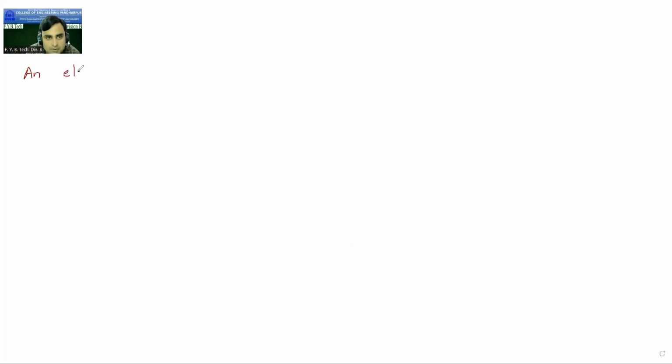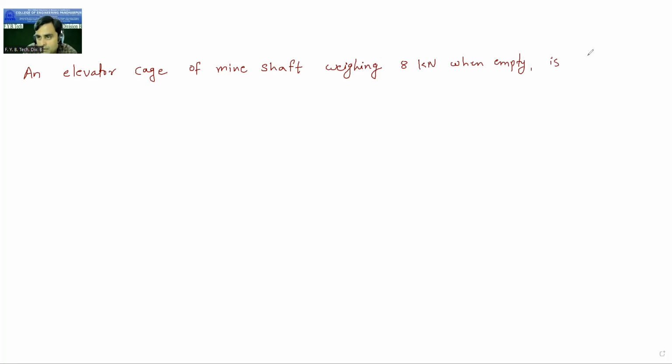An elevator cage of mine shaft weighing 8 kilonewton when empty, is lifted or lowered by the means of wire rope. Full stop.